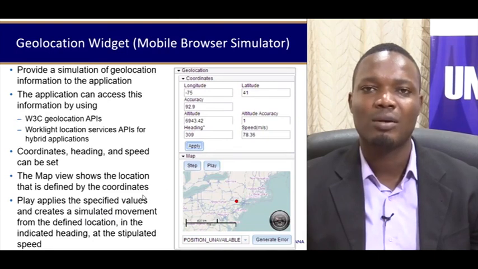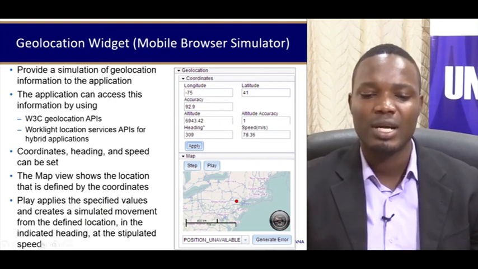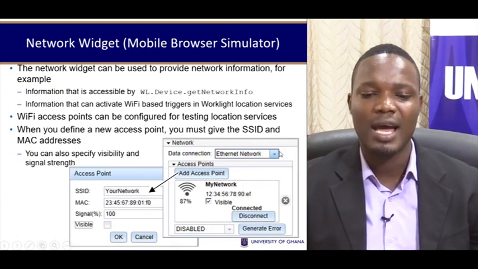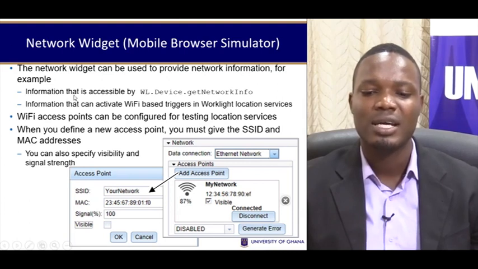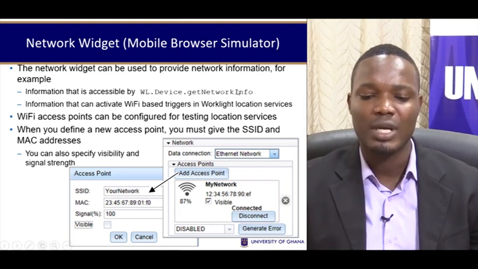So from the mobile browser simulator, we can get access to the geolocation widget, and we can see a snapshot of that, and then we can use that to trigger some particular scenarios. Then also we have the network widget. Now the network widget can be used to provide network information, for example, information that is accessible via the WL.Device get network info. So we can use that also to get and edit this info.